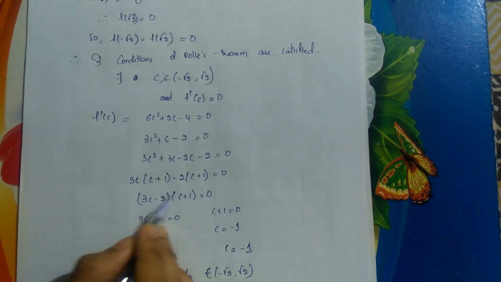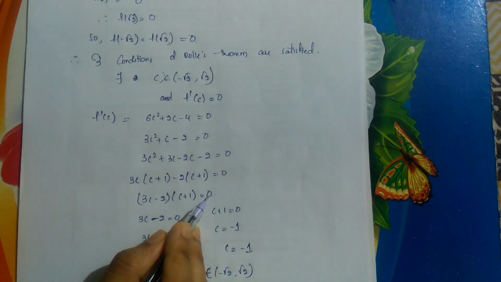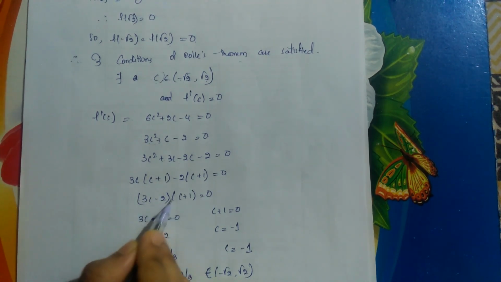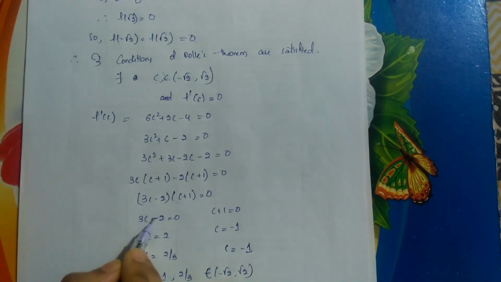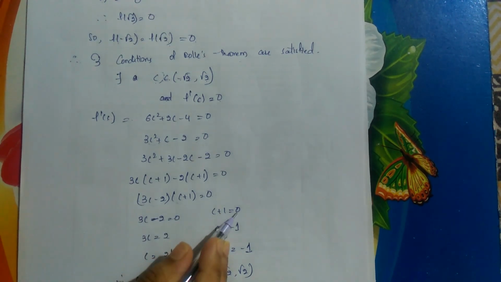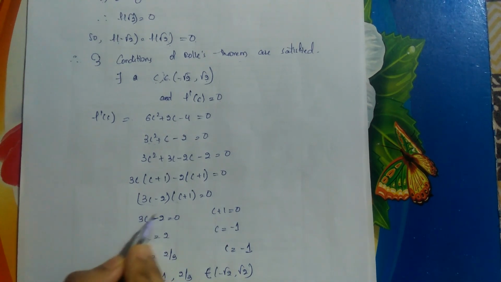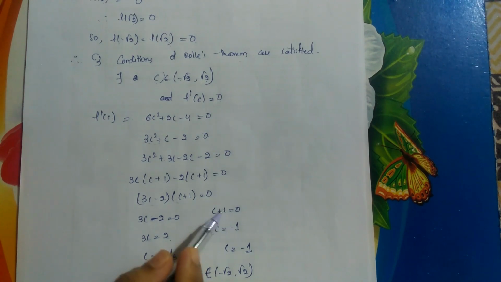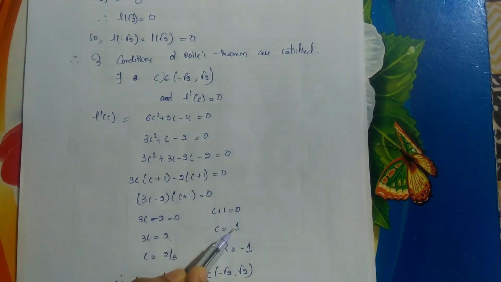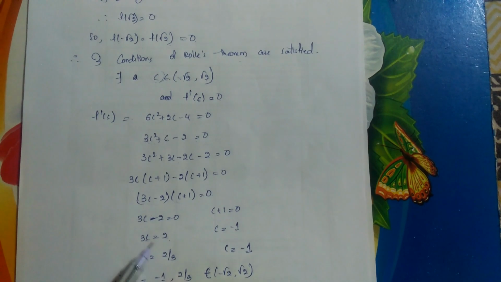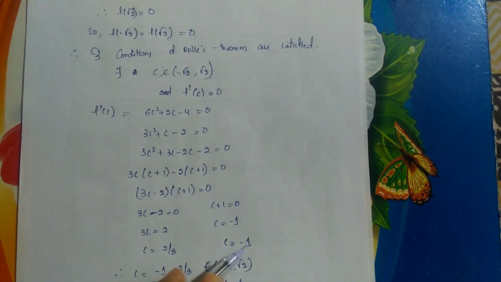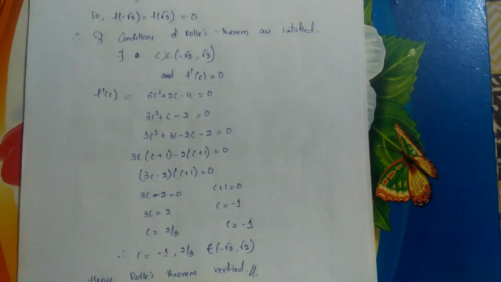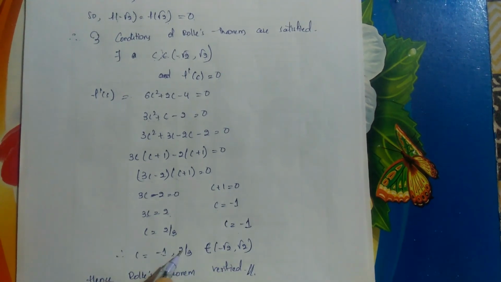So these two terms are multiplying together and it is equals to 0. So finally this term is also equal to 0 and c plus 1 term is also equal to 0. So 3c minus 2 is equal to 0 and c plus 1 is equals to 0. So from this send minus 2 to the right hand side, you will get plus 2. So 3c is equals to 2, and here send this 1 to the right hand side, you will get minus 1. So c is equals to minus 1, and from this c is equals to 2 by 3. So the c value you got is -1 and 2 by 3. So c is equals to -1 comma 2 by 3.